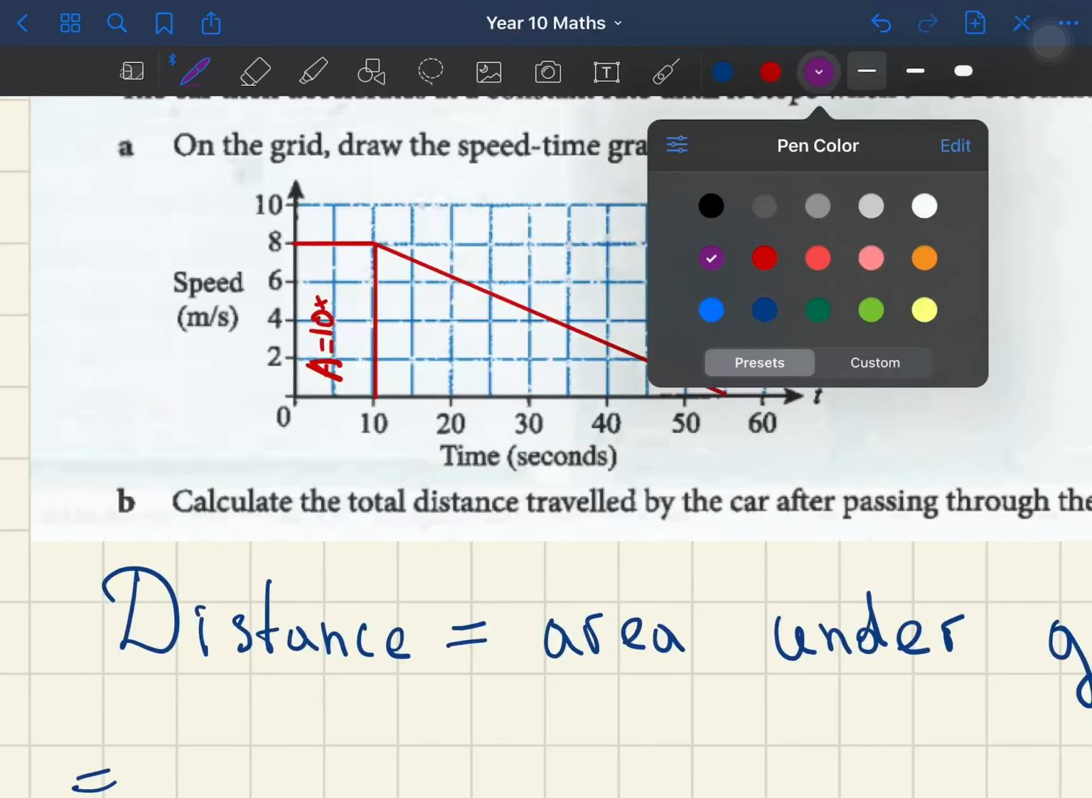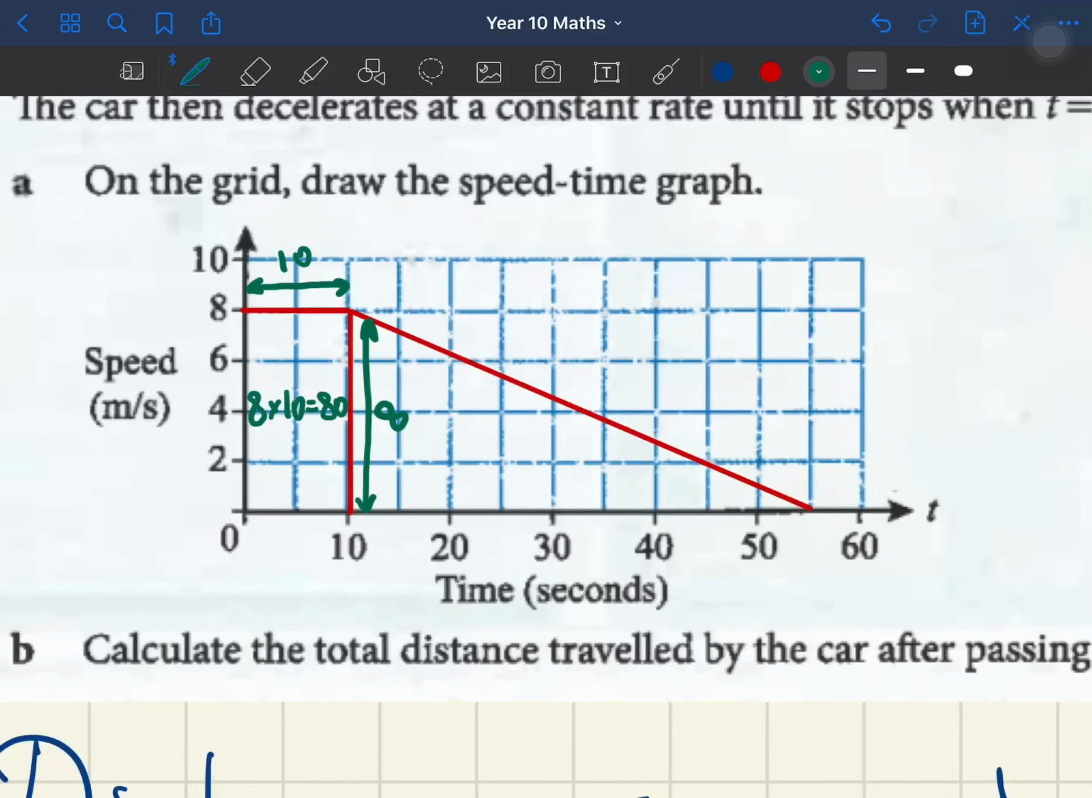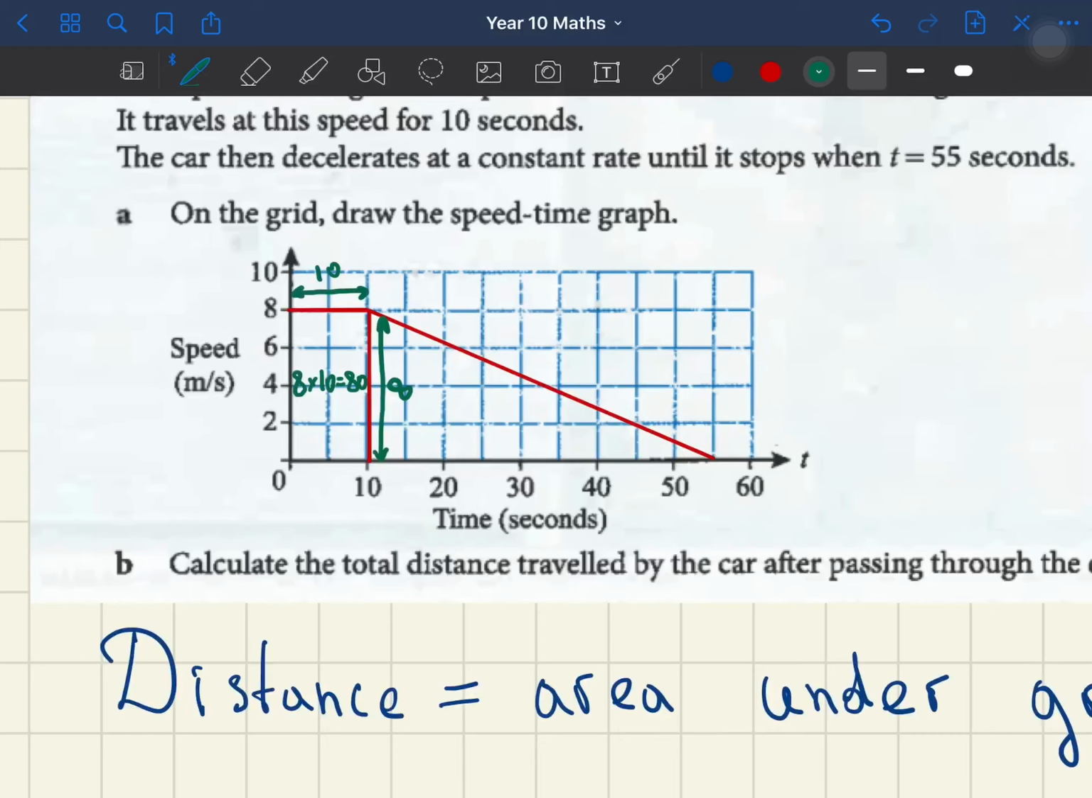So let me use a different color for that. This here is 10, and this is 8. Then the area equals 8 times 10 equals 80. Not centimeters, actually it's going to be meters because we use meters here. So the distance is going to be in meters.